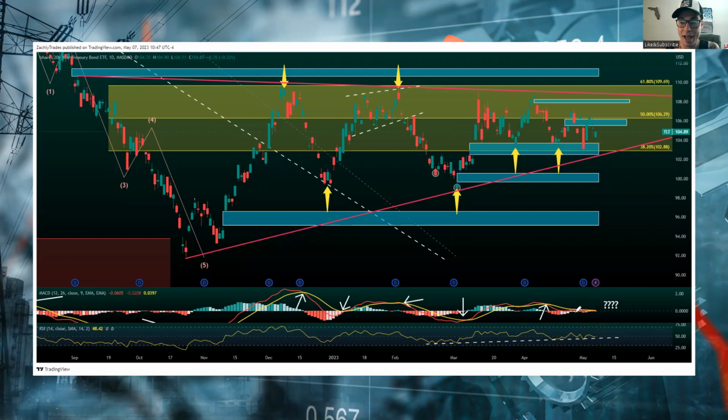We also have the MACD really just tight and ranging right here, right? If we look, we haven't seen a crossover to the upside. We haven't seen a rejection and a push down. It's really just been ranging here. And when the MACD does this, it typically means that a big move is coming sometime soon. Now, when that will be, we don't know, right?